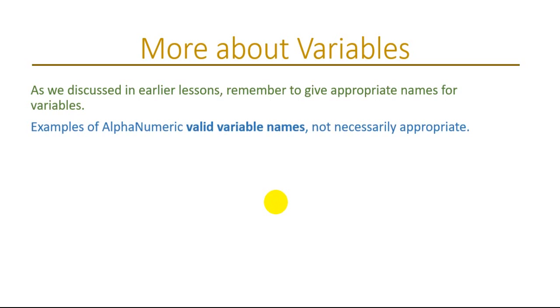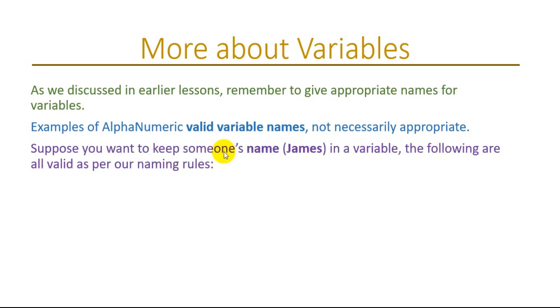Now we are going to look at alphanumeric valid variable names. As you can see, I said it's valid, so whatever names I'm going to give you now are valid. There is no problem with the variable name. You can use it. It is allowed, but not necessarily appropriate. So let's see what that means.